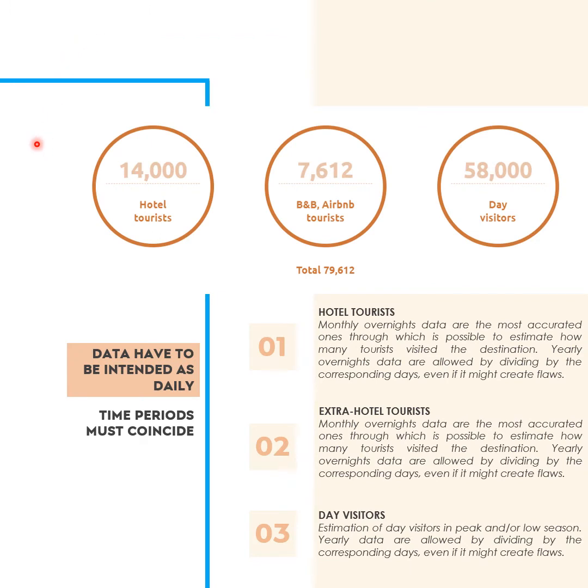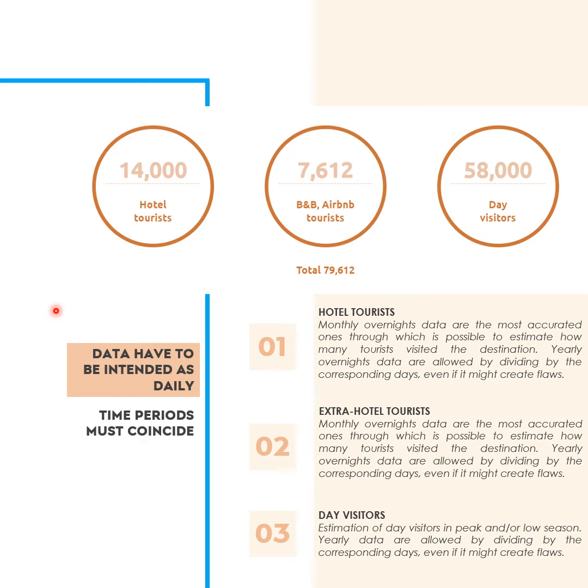The first section concerns tourism flows and have to be intended as daily. Naturally, having daily data will be the best solution, but is often a big issue. For the hotel tourist and ex-hotel tourist profiles, monthly overnight data are accurate enough, then necessarily to be divided by 30 or 31 days. Yearly overnight data are allowed by dividing them by the corresponding days, so 365, even if it might create flows. Day visitors can be estimated on a daily, monthly, or yearly basis with the same ratio, while recommending focusing on peak and/or low season.